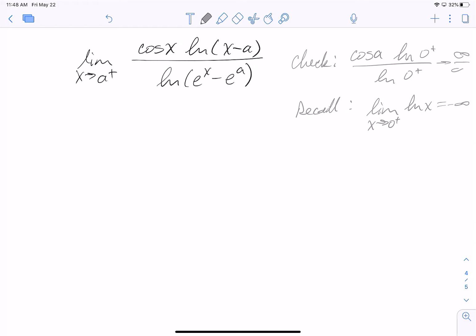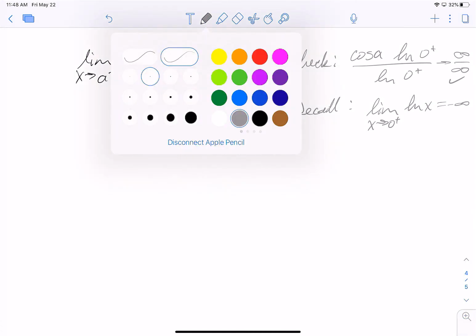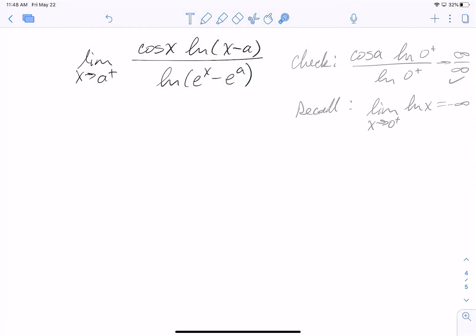I almost wrote 0 over 0. And so L'Hopital's rule does apply. But I want you to notice something here. In our check, we were able to write cosine of a. Well, that's not a problem. For any number a, cosine of a is a finite number. And so I'm actually going to pull the cosine of a out of this whole mess. And I'm using a property of limits that says that the limit of a product is equal to the product of the limits, provided the limits exist. So I'm assuming that the limit for the natural log quotient exists.